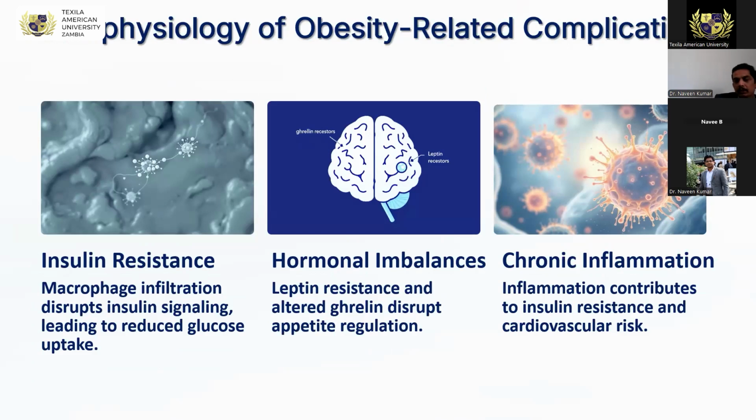And hormonal imbalances also happen, leptin resistance will happen. Ghrelin, which causes hunger, will be imbalanced. So thereby people will take excess food despite the feeling of hunger and all those things. And obesity also causes chronic inflammation, one of the major factors in insulin resistance and cardiovascular disease.